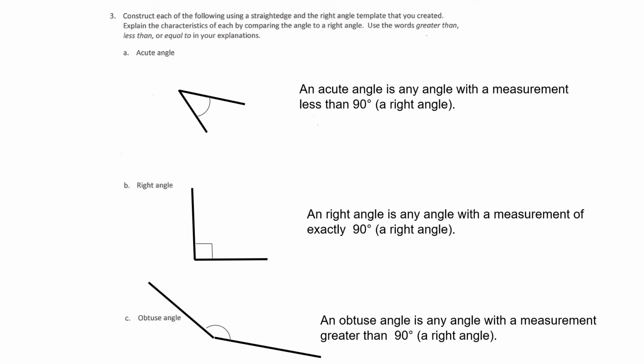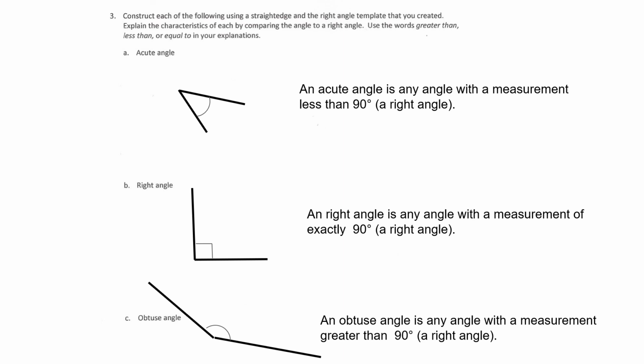Now you have to actually draw them using a straight edge and the right angle template, and you're going to explain it, comparing it to a right angle, and use the words greater than, less than, or equal to. So an acute angle, I made this acute angle, and I have the arc, and I wrote an acute angle is any angle with a measurement less than 90 degrees or a right angle.